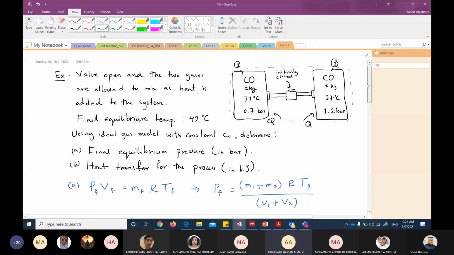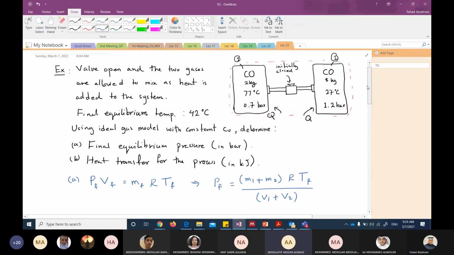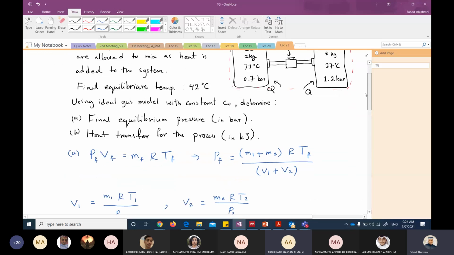When did we use the Cv? Because in the question we're asked to use the ideal gas model with constant Cv. It will come now. I will show you for the second part. Okay, thank you.